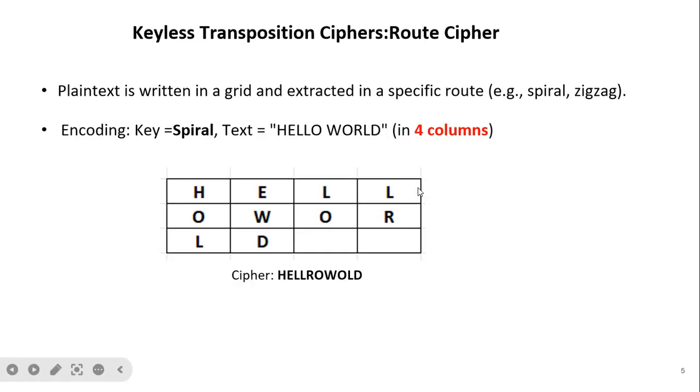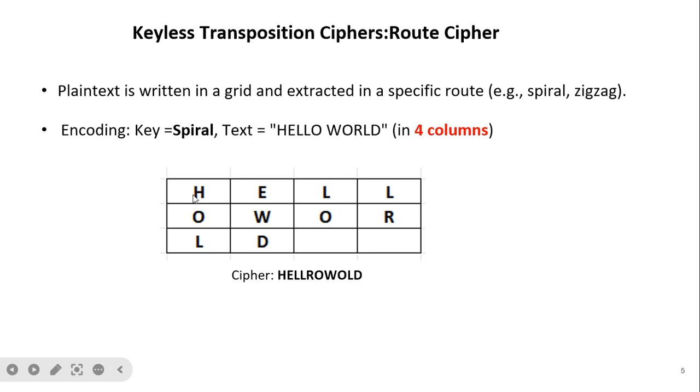Next we will see the route cipher. Various types of techniques are there. In the route cipher, the spiral method is used. Here the grid is fixed, for example 4 columns are fixed, and this is communicated between the sender and receiver. Now see, the word is "hello world". For simplicity we skip the space.